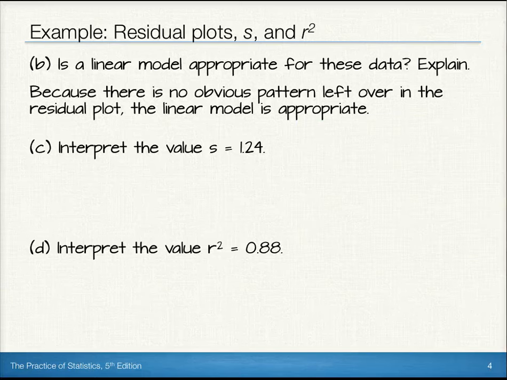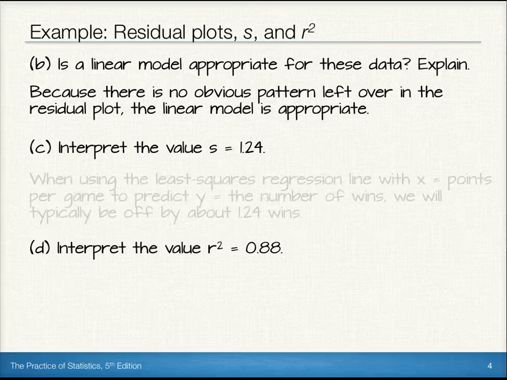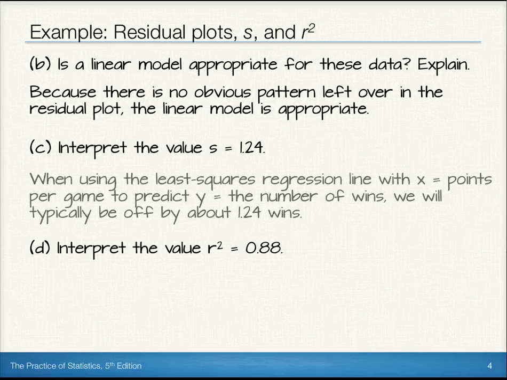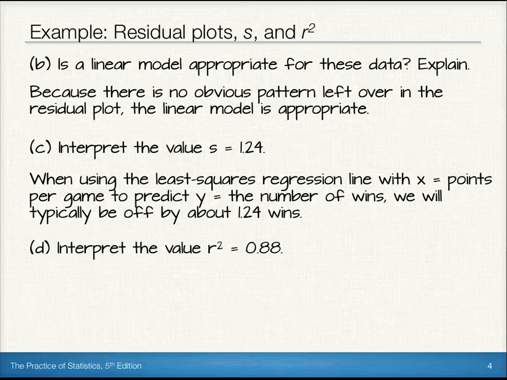What does the value s equal 1.24 mean? Well, when using the least squares regression line with x equals points per game to predict y, the number of wins, we'll typically be off by about 1.24 wins.